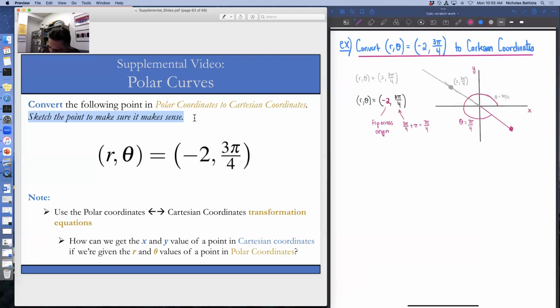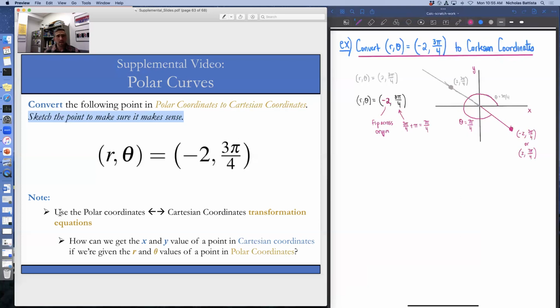So this is our point, actually. It is -2, 3 pi over 4, or equivalently, this is the same thing as the point 2, 7 pi over 4. All right, so the big thing to take away from this is that the original point we're given in polar coordinates is some point in the xy plane in quadrant 4. So let's actually now make moves to convert this to Cartesian coordinates.